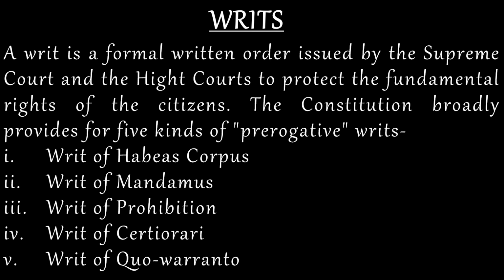Writs. A writ is a formal written order issued by the Supreme Court and the High Courts to protect the fundamental rights of the citizens. The Constitution broadly provides for 5 kinds of prerogative writs: writ of habeas corpus, writ of mandamus, writ of prohibition, writ of certiorari, writ of quo warranto.